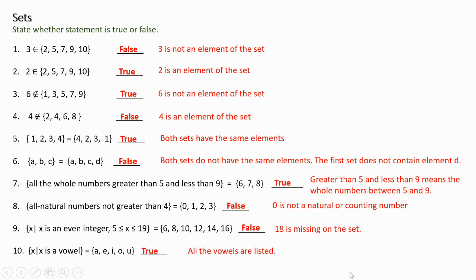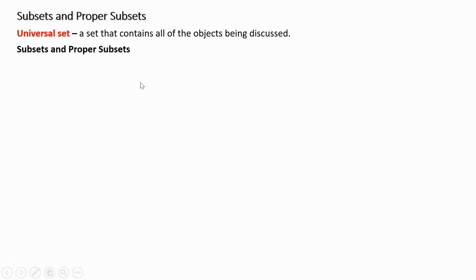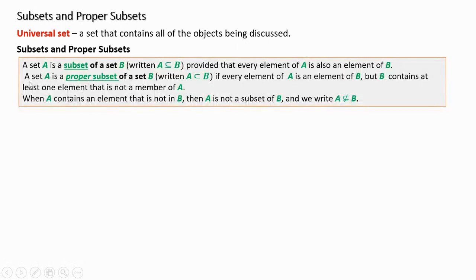Okay. So now let's go to the next topic, which are subsets and proper subsets. Let's first get the definition. Universal set. It means a set that contains all the objects being discussed. Subsets and proper subsets. Okay, here's the definitions.